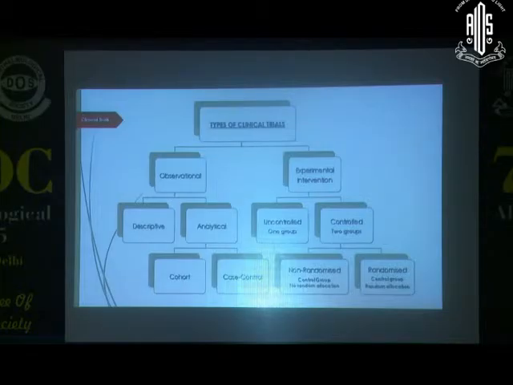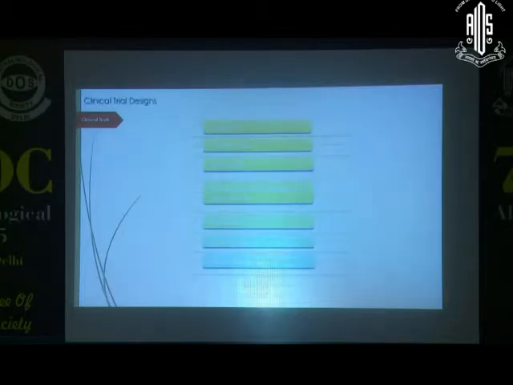The observational ones could be descriptive or analytical, involving cohorts or case control studies. Experimental or clinical interventions could be either uncontrolled or controlled studies. Uncontrolled is when there is no control group; it's just a single group study. Controlled studies have control groups, where you're either not randomizing them, which makes them non-randomized, or randomizing them, which makes them a randomized group.